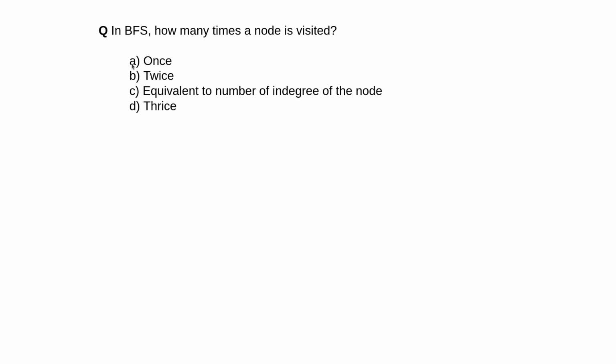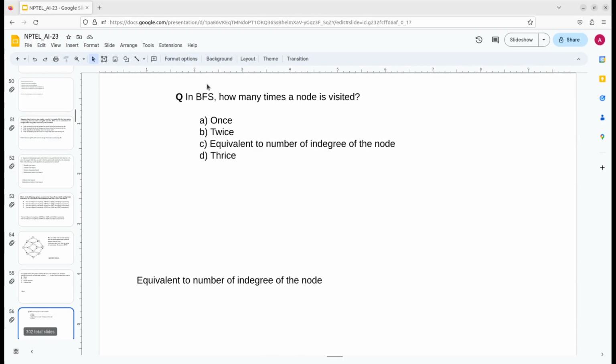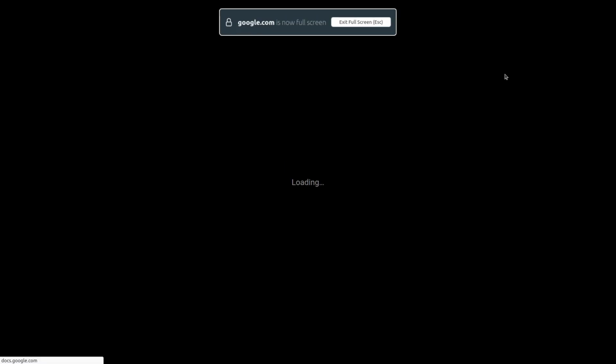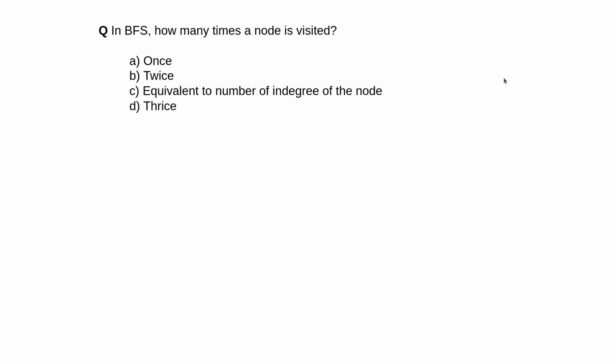Now the next question: in BFS, how many times is a node visited? In the BFS algorithm, how many times will a single node be visited? Once, twice, equivalent to the in-degree of the node, or thrice? It's a very tricky one. Just think for a second and then say. If a node has different in-degrees, from A I'll go to B, C, D, and from there also I'll come to it. So the answer would be equivalent to the in-degree of the node.